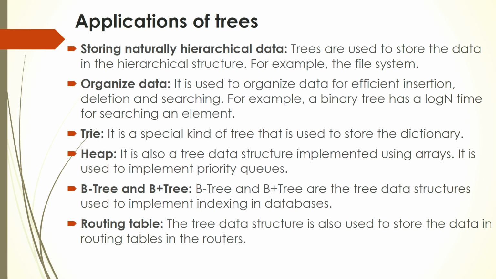So then comes a heap. It is also a tree data structure implemented using arrays. It is used to implement priority queues. Then comes the B tree and B plus tree. B tree and B plus tree are the tree data structures used to implement indexing in databases. Then comes the routing table. The tree data structure is also used to store the data in routing tables in the routers. So these are some applications of the tree.